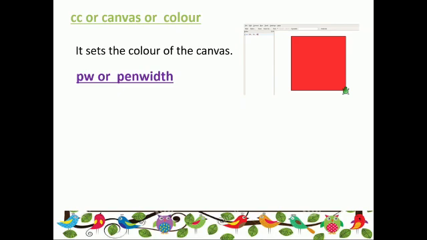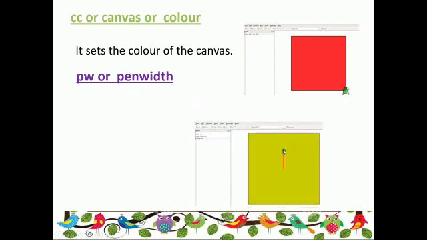After that, we have PW or pen width command. Pen width command, as the name shows, is going to set the width of your pen. Now, what is the pen? Pen is actually the turtle, this one. This turtle which we use for drawing different types of geometrical shapes. This is the pen of the turtle. We can change the width of this pen by using this command, that is pen width. It sets the size of the pen, meaning width or size.